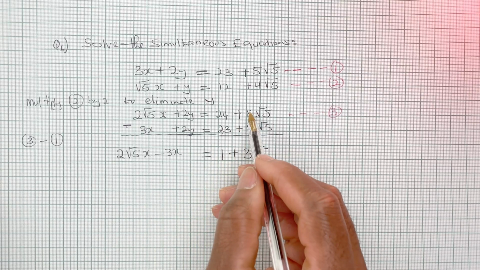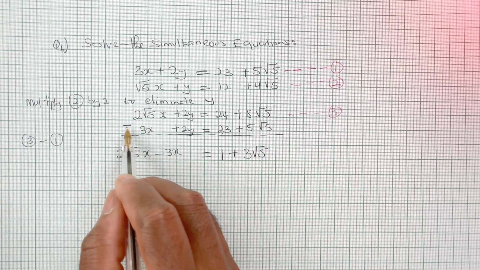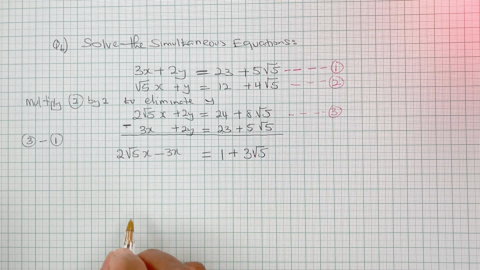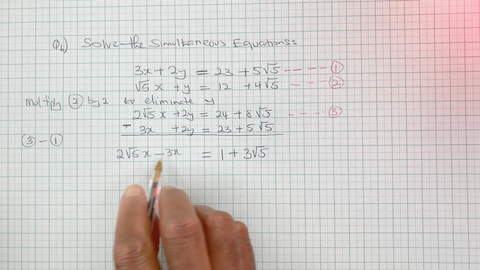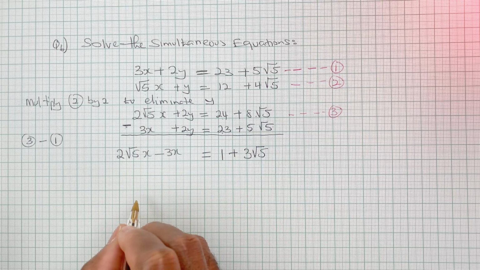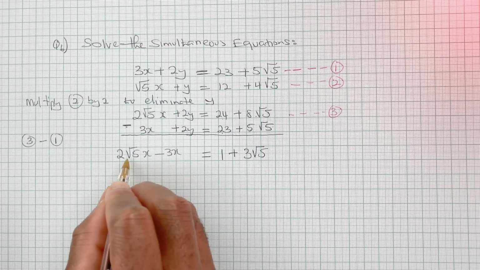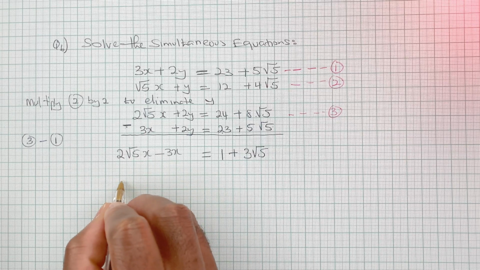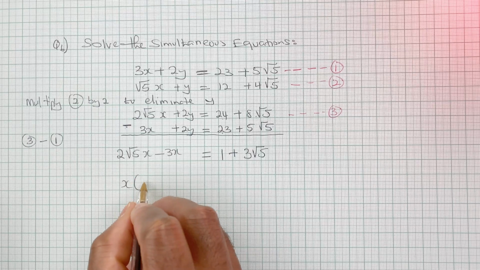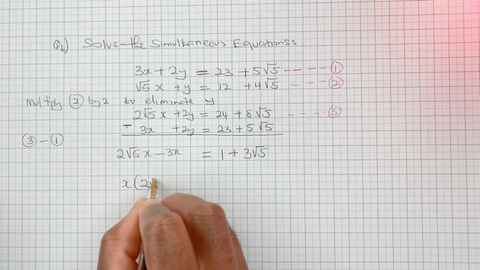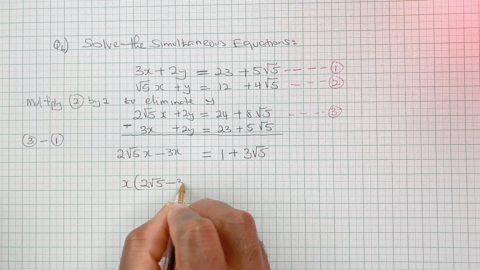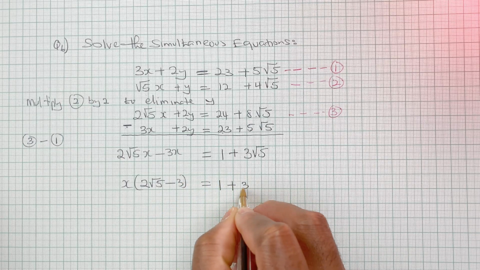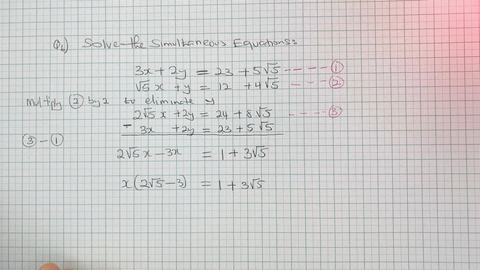Let me just say that again. 8 root 5 minus 5 root 5, that's 3 root 5. Now I need to simplify this. x is a common factor here, so I'll take x out as a common factor. And I'll get 2 root 5 minus 3 equals 1 plus 3 root 5.